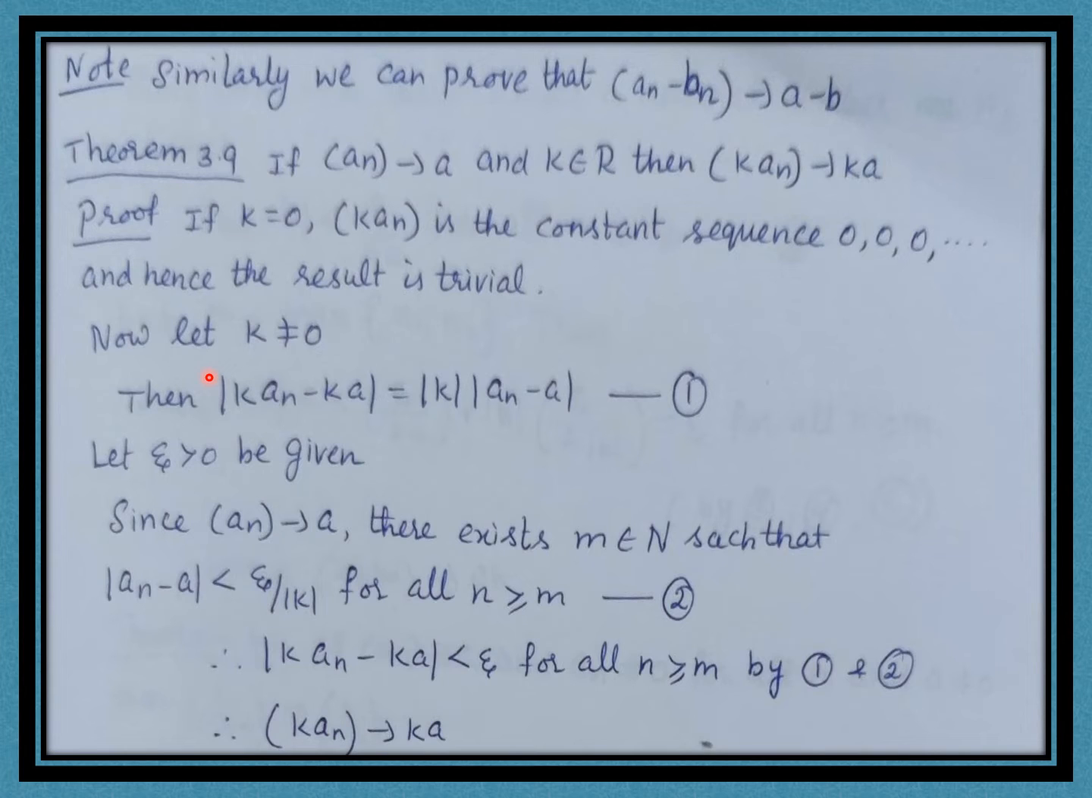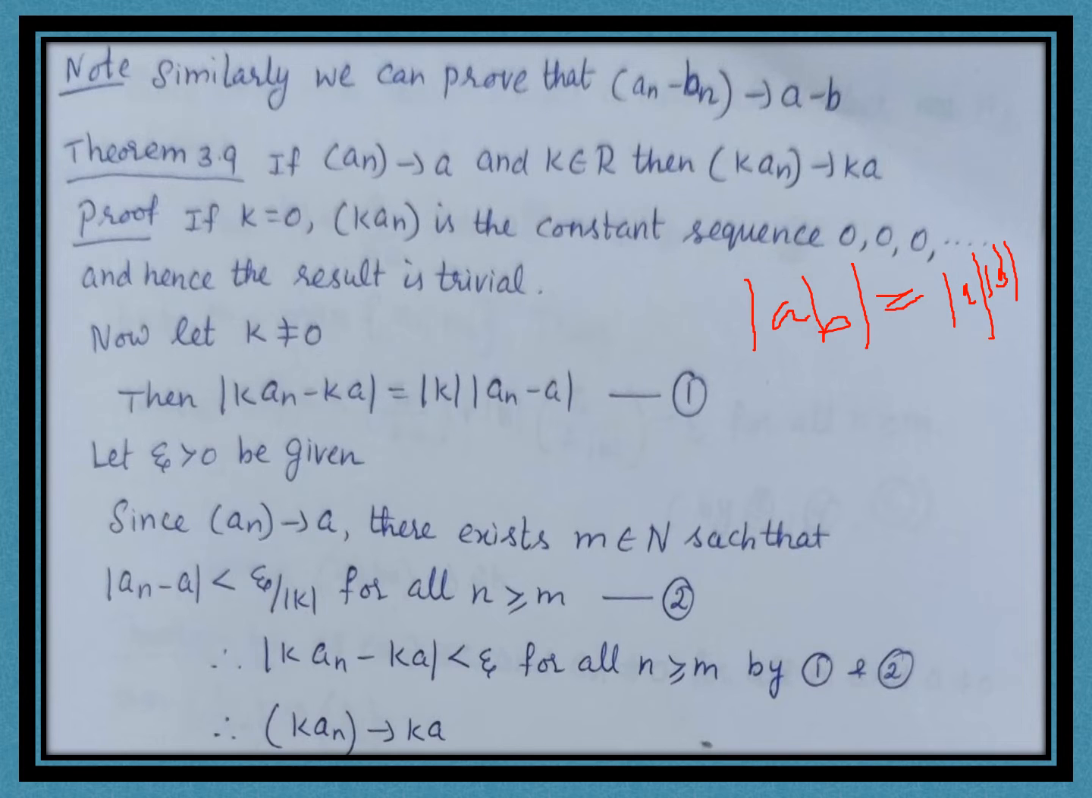Then we have the absolute value of kan minus ka equal to the absolute value of k into an minus a. We also know the property that the absolute value of a into b is equal to the absolute value of a into the absolute value of b.